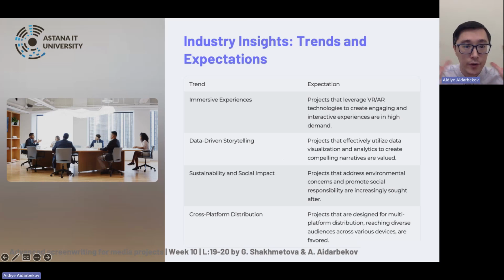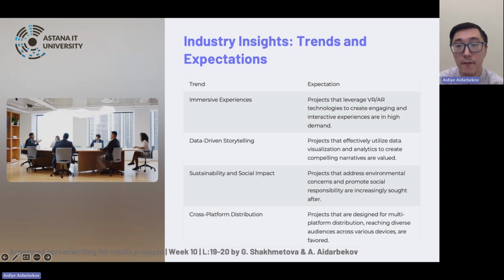You need to think visually. You need to think in terms of programming. You need to think in terms of interaction. But right now, as you can see, immersive experiences are in big demand, in big trend. So if you do stories in this direction, probably you will get more success than with previous projects. Next one is data-driven storytelling.